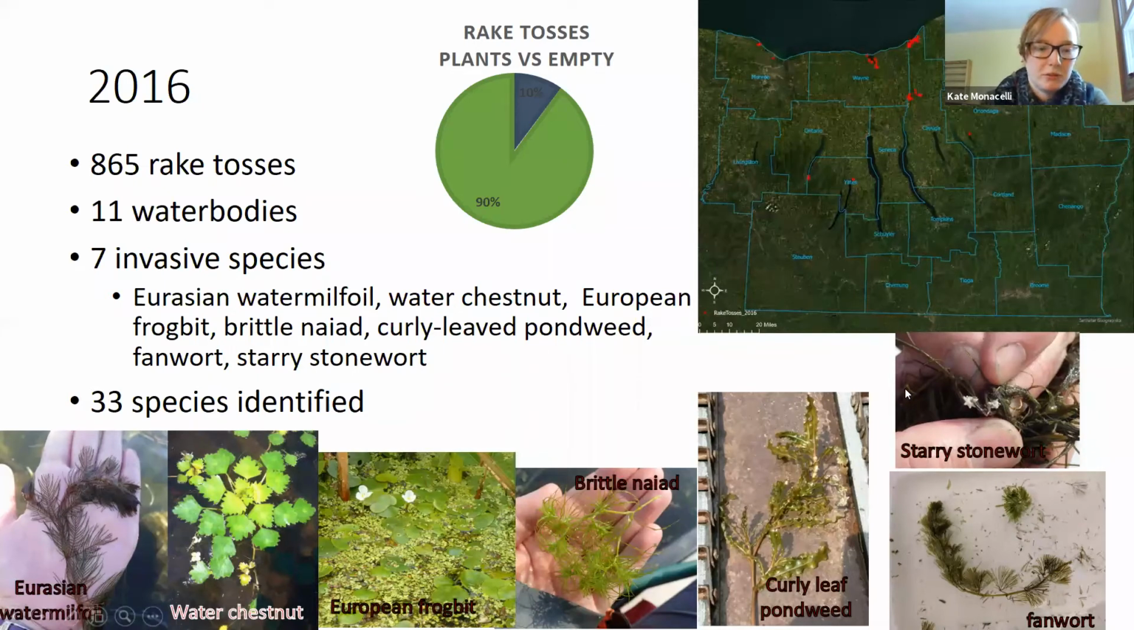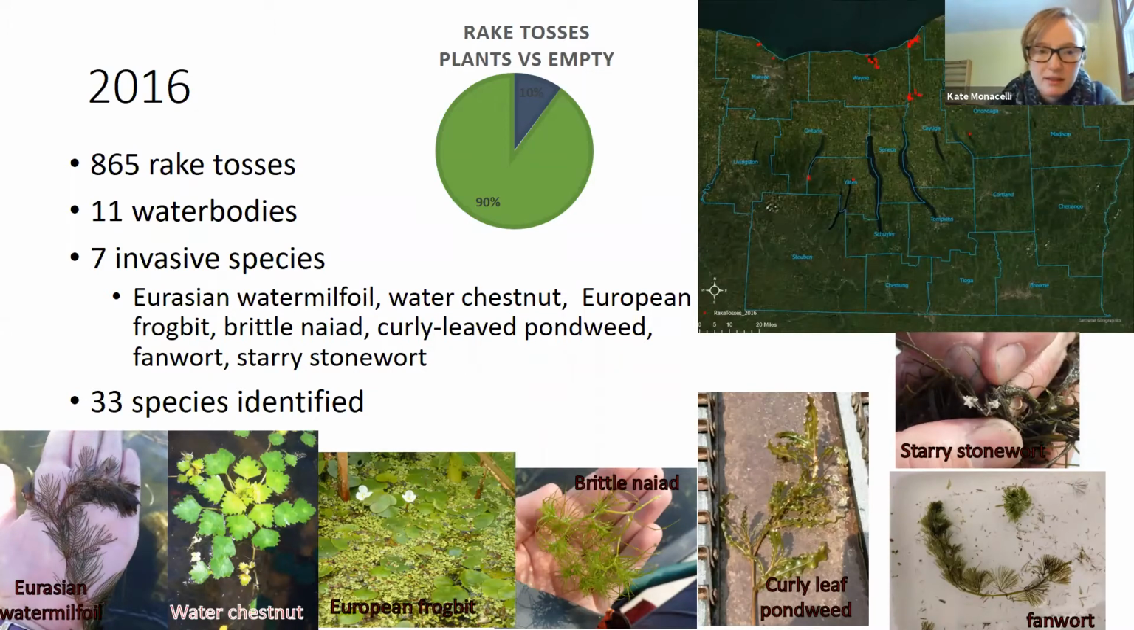And one thing I wanted to note was the graphs and maps that I'll show you are of the species that came up on rake tosses. So 2016 through 2018, since we were doing visual surveys for water chestnut, they didn't always show up on a rake toss. Similarly, we saw American lotus in 2016, not on a rake toss. It was an observation we made as we were surveying elsewhere.